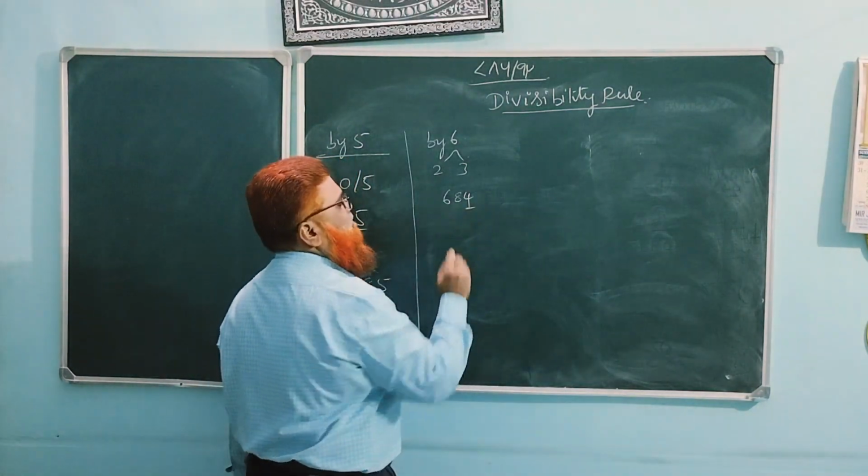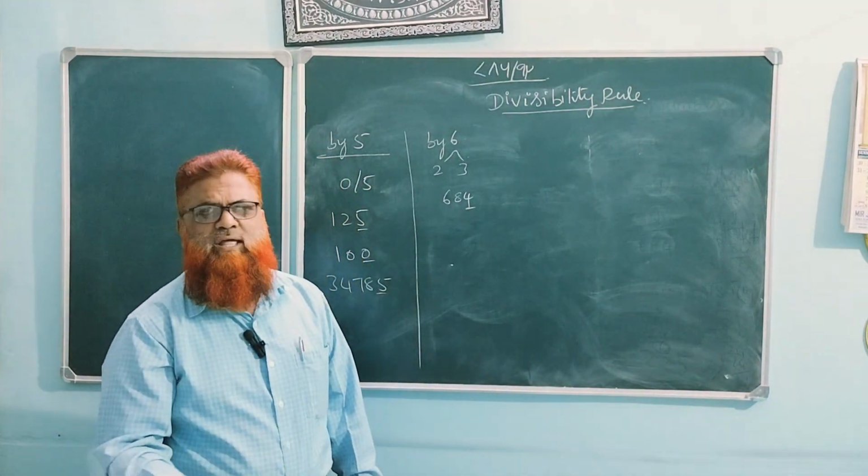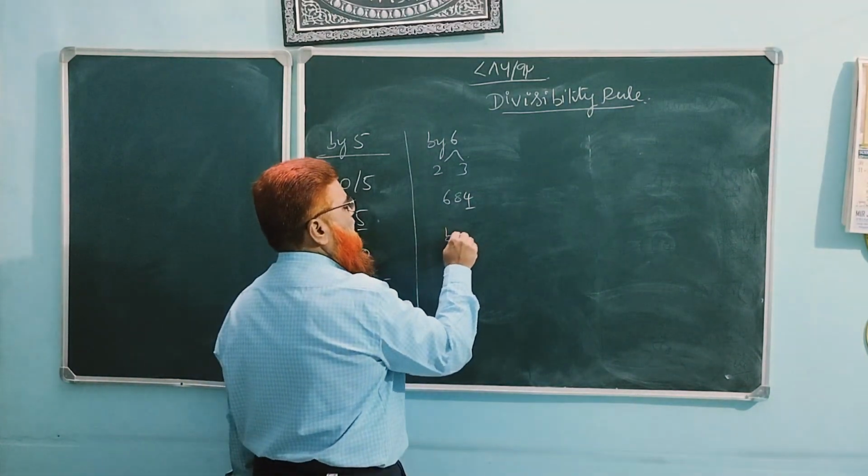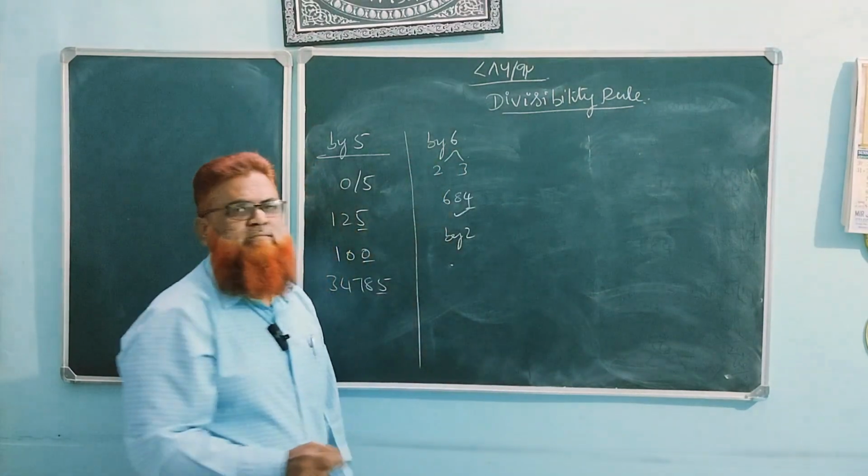Can you find that here? What is the unit place of this number? It's a 4. Then obviously it is divisible by what? 2. Yes, the first test is passed.